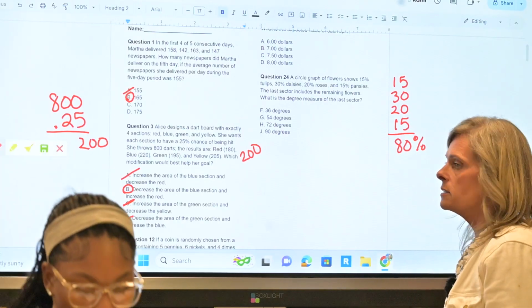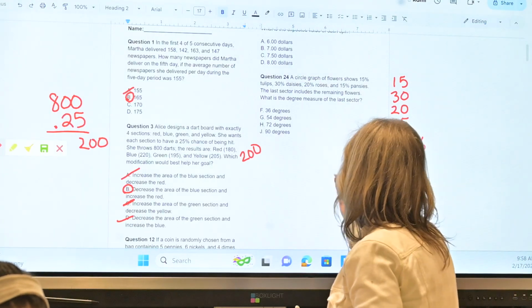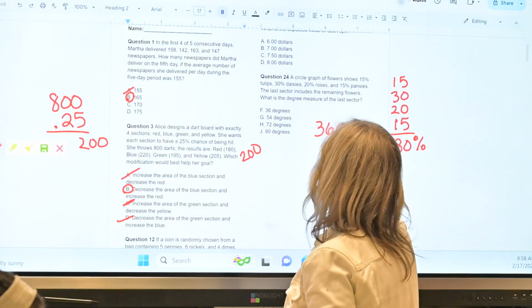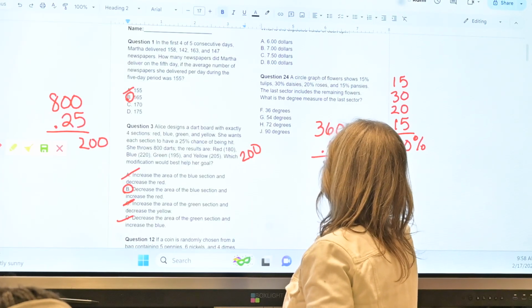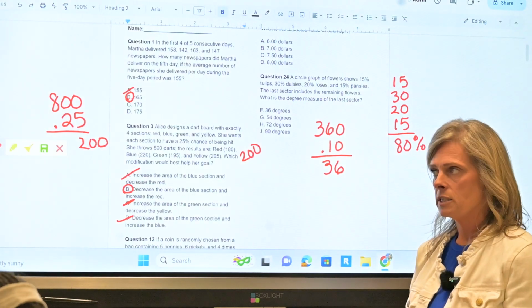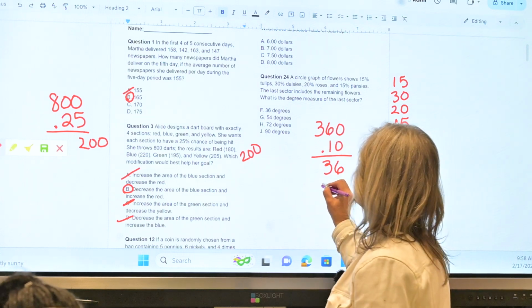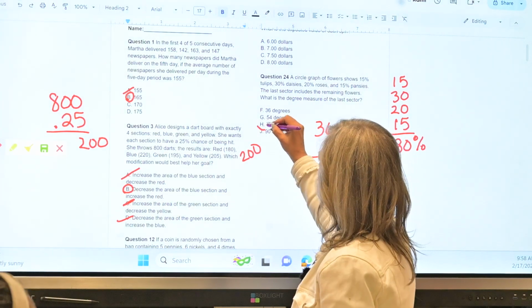Okay, so let's do the method that she showed us earlier, which was to take 360 and multiply it by 0.1, okay, which is 36. And then all you would do is multiply the 36 by 2 because we need 20%, not 10%. So times 2, which is 72 degrees.